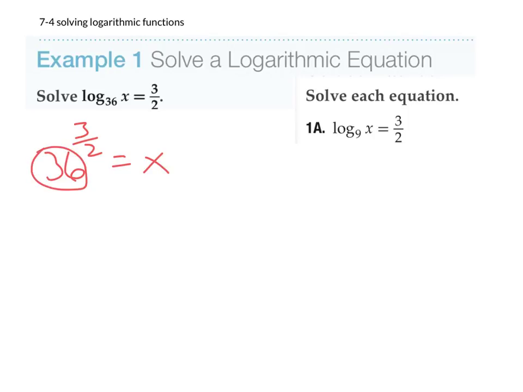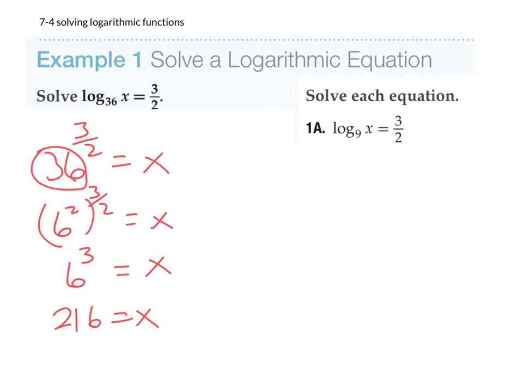one way is we can change the 36 into 6 squared. So basically we change it into an exponent, and we have another exponent of 3/2. Now an exponent to the parentheses of exponents means to multiply. So if I multiply 2 times 3/2, the 2's basically cancel out, and we end up with 6 cubed. And 6 cubed equals 216. That's one way of doing it.